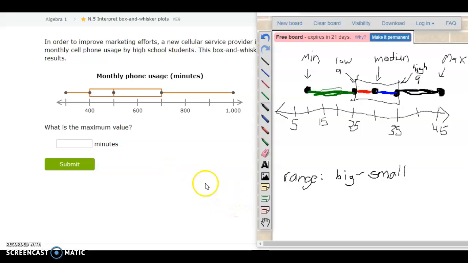Alright guys, here's a video to help you with N.5 box and whisker plots. So, some notes over here to help you out. Some key vocabulary words. Here's kind of a box and whisker plot. It's not pretty. I did the best I can here.